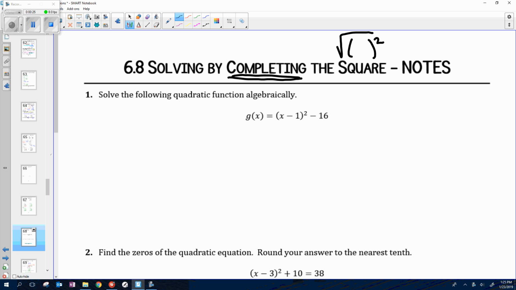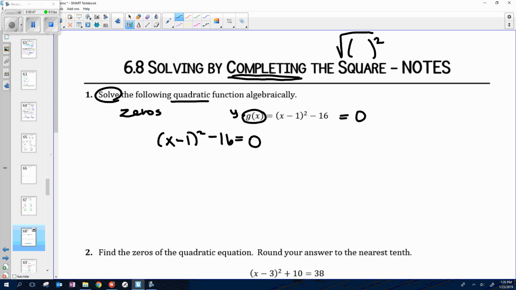Solve the following quadratic function algebraically. So we're solving, it's quadratic. First thing that comes to my mind is that you are looking for the zeros, and this function, y notation, needs to be replaced with a 0. So I like to keep the 0 over on that side, x minus 1 squared minus 16. In other words, I just set it equal to 0. Now I can see that there's only one x in the equation.